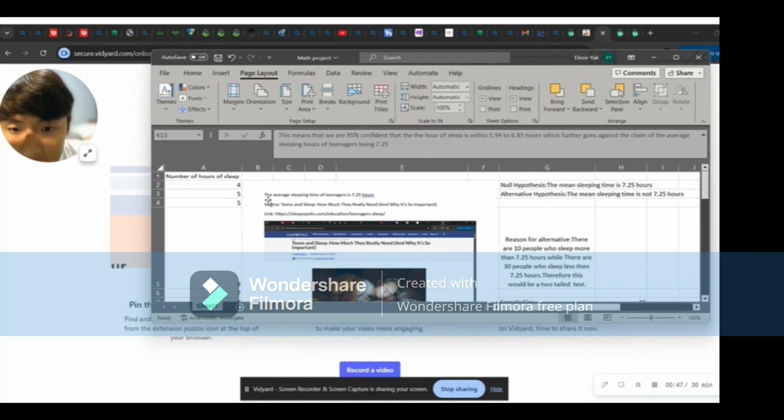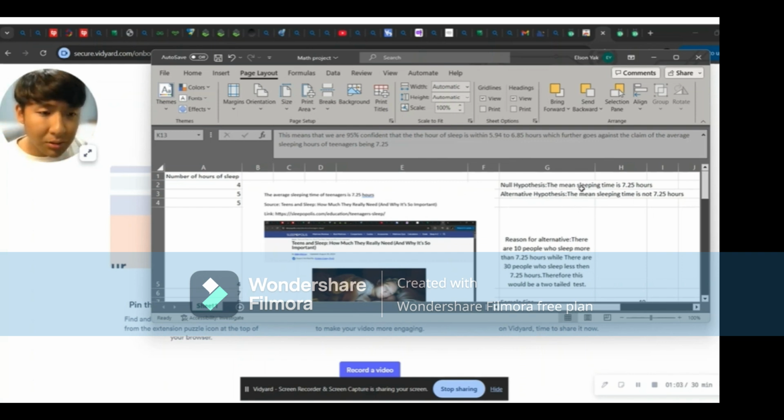So, for this, the average sleeping time of teenagers is 7.25 hours. The source is "Teens and Sleep: How Much Do They Really Need, and Why It's So Important." Over here is the picture of the source.